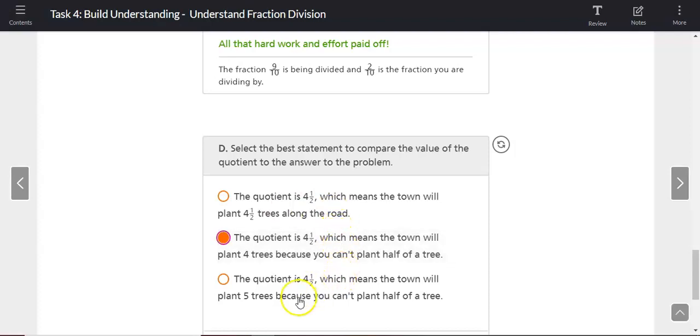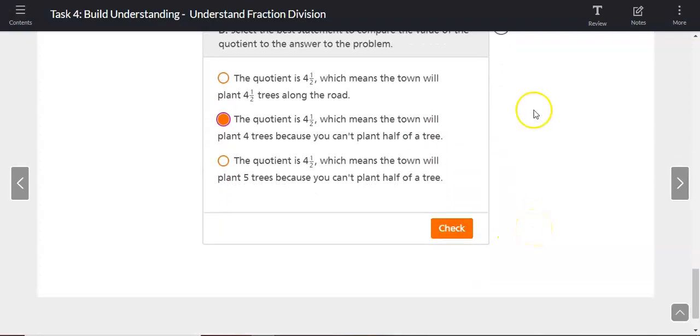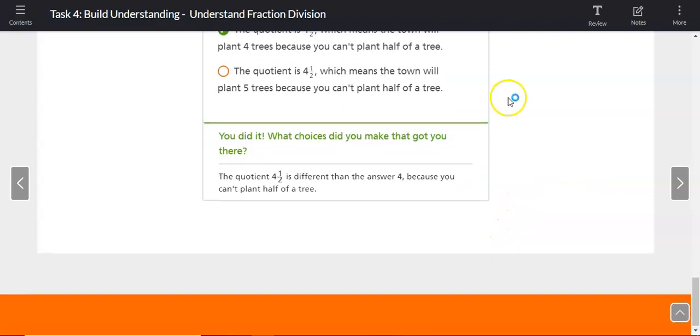So it's going to be this one, because the last one says the quotient is 4.5, which means the town will plant 5 trees because you can't plant half a tree. You can't just round it up because it's 4.5. There's no way to get that other half in there. And so that's all for that one.